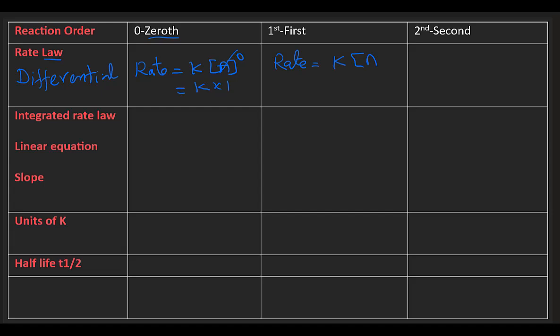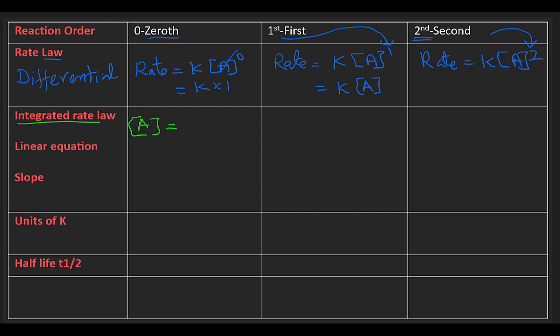First order is rate equals k times the molarity of A to the first power, so that's k times the molarity of A. Second order is rate equals k times A to the second power. So that's the 0, first and second order differential rate laws.